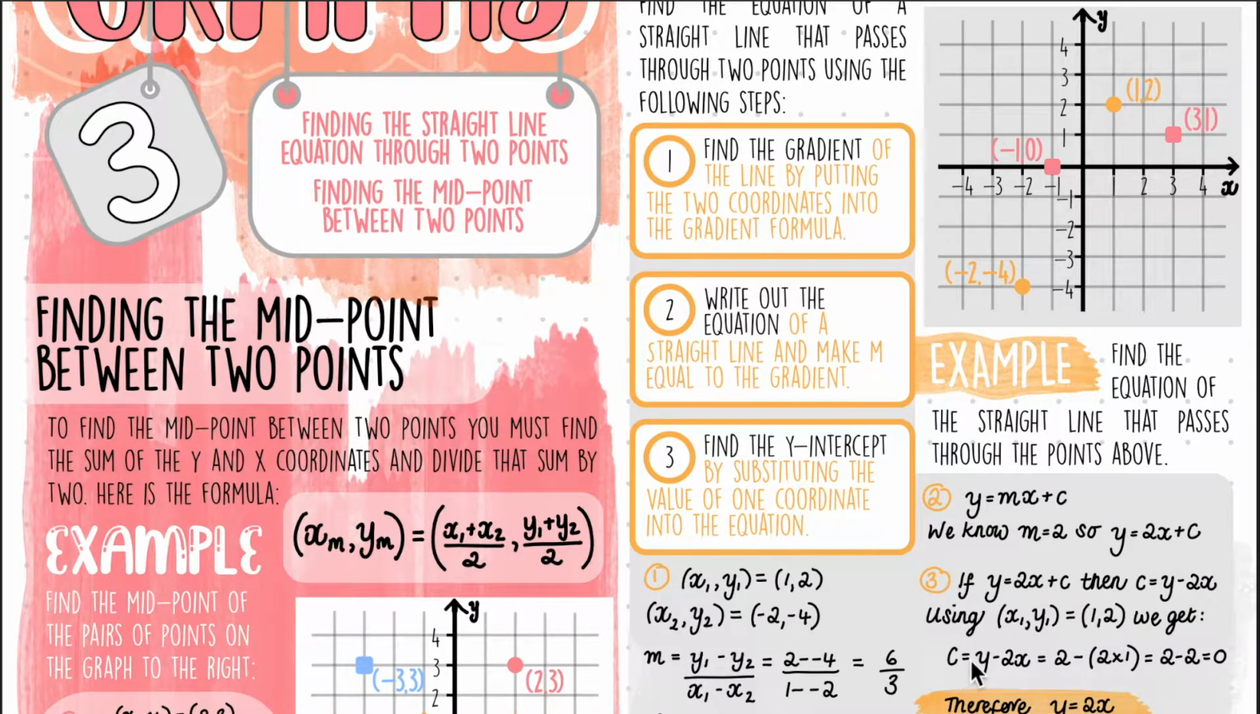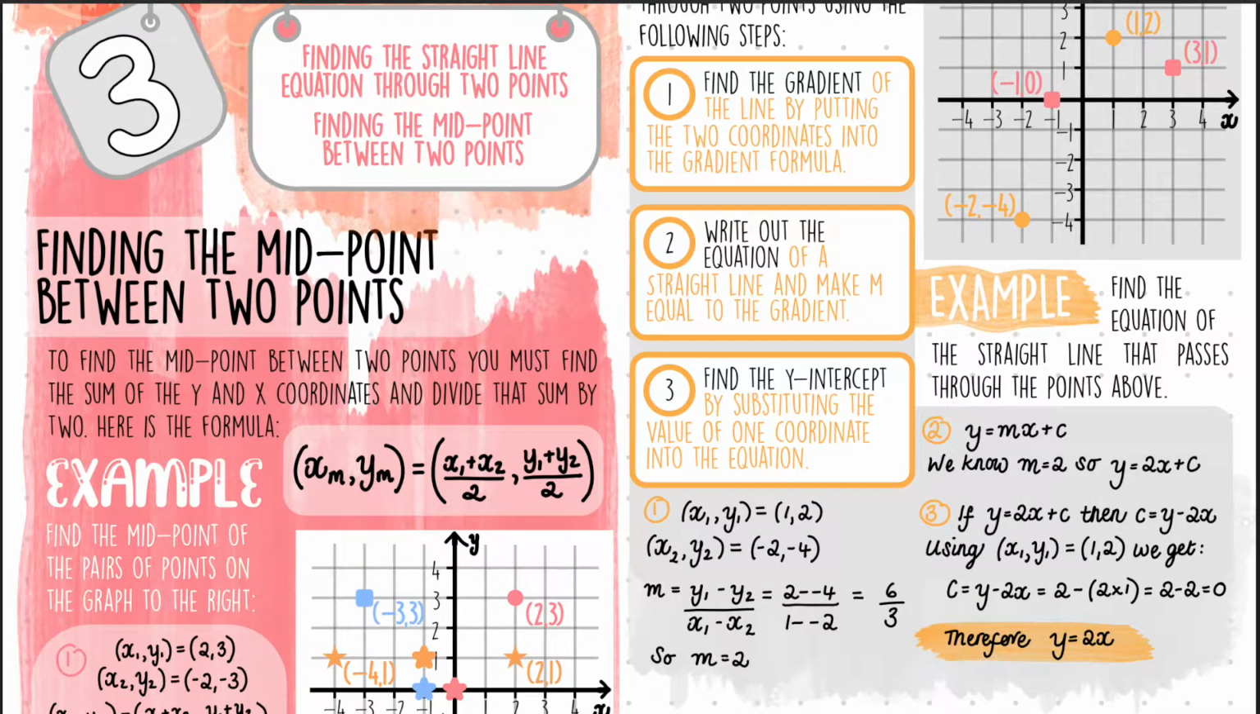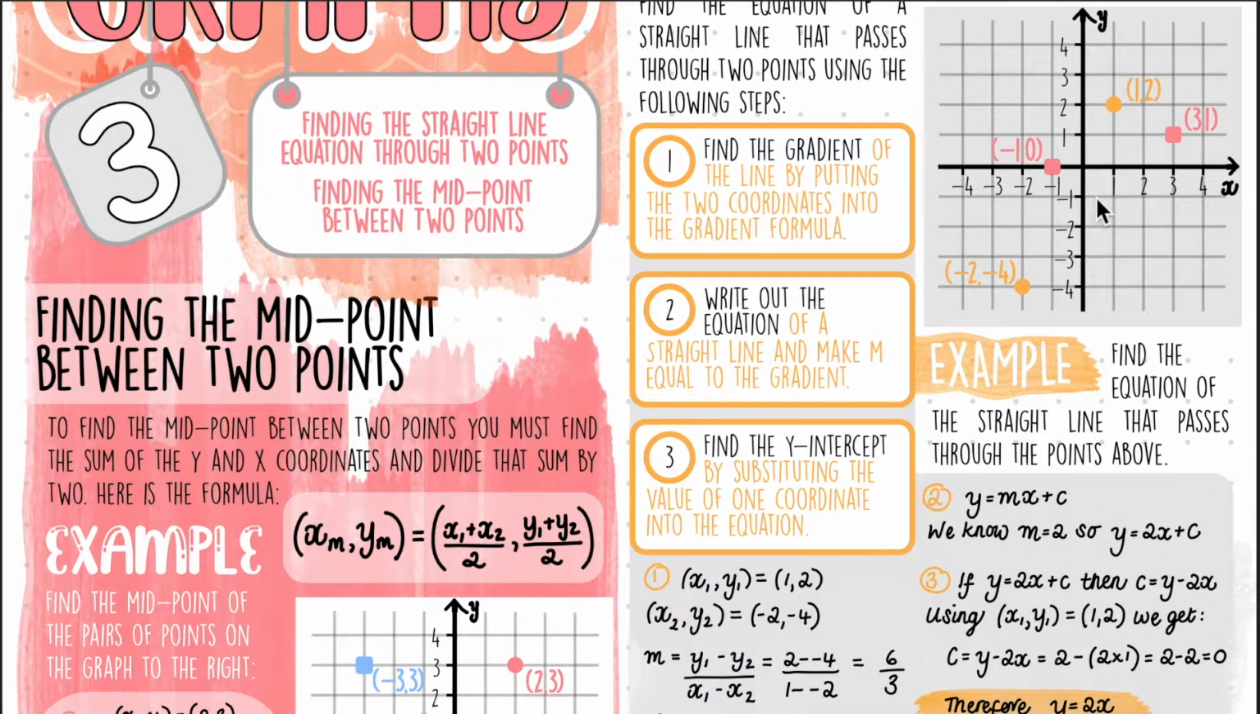So you get c is equal to y minus 2x. Well, that's equal to 2 minus bracketed 2 times by 1, which is equal to 2 minus 2, which gives 0. Therefore, c is equal to 0. So we have the equation of the straight line that passes through these 2 points, and it is y is equal to 2x.